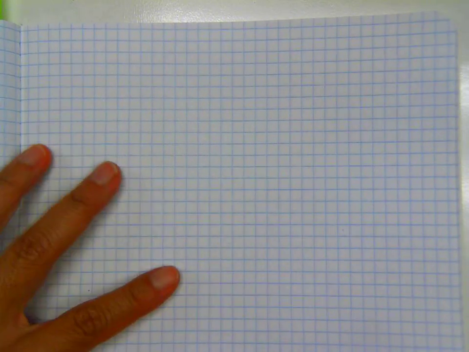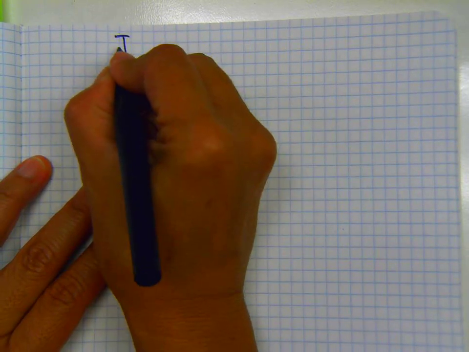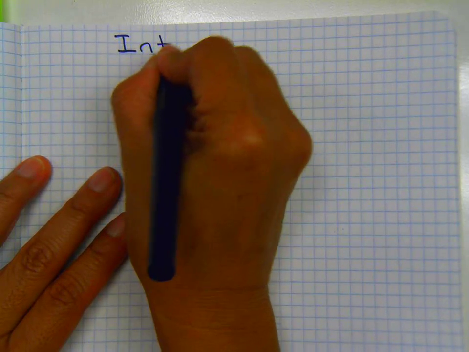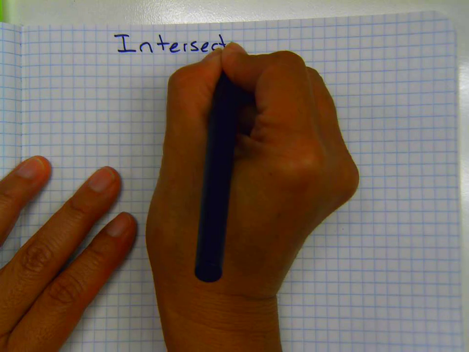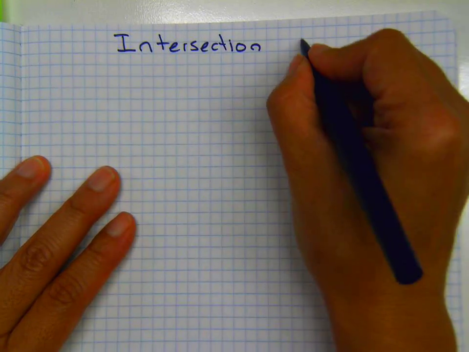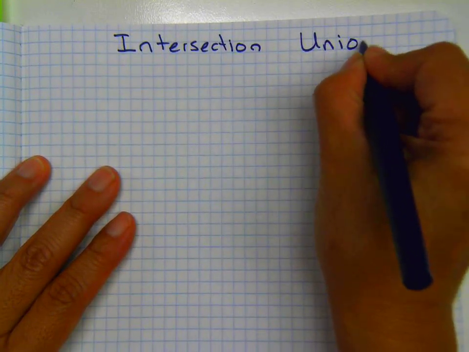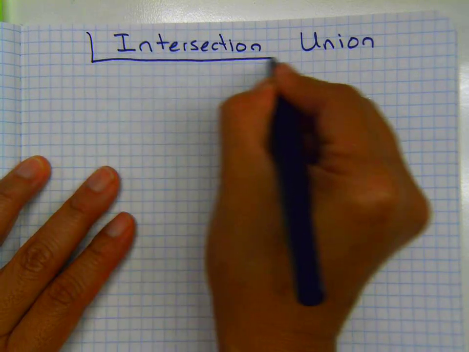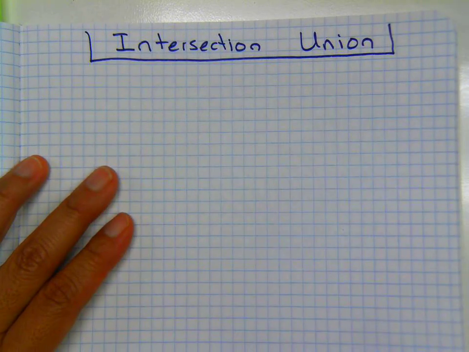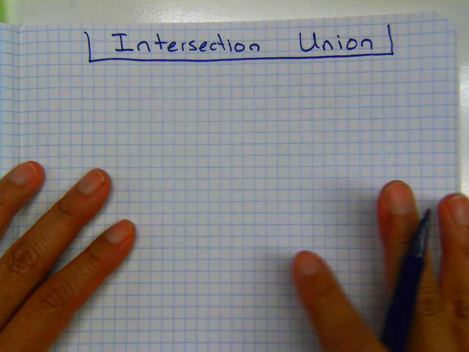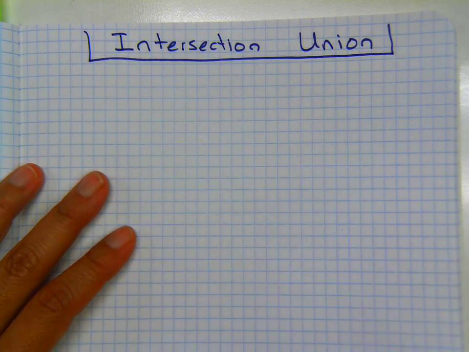Hello, welcome back. All right, today we're going to talk about intersection and union. So this still has to do with probability, so let's take a look at a possible situation.